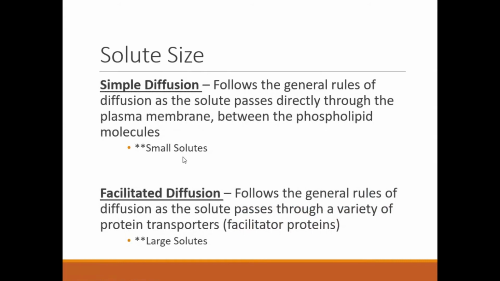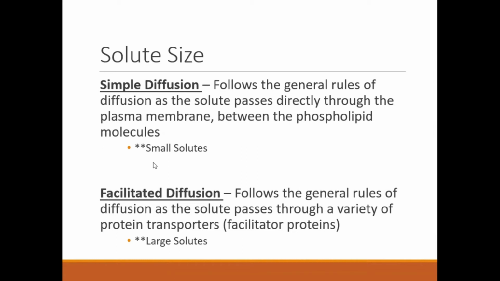So that introduces us to our two different types of diffusion, simple and facilitated. Now let's look at the definitions first, although I said I didn't want us to learn this based on the definitions. Simple diffusion is diffusion directly through the membrane along its concentration gradient. It goes between the phosphate molecules and traverses the membrane directly. Now, because the openings in between those phospholipid molecules are small, this is really only going to apply to small solutes, if all we're looking at is size.